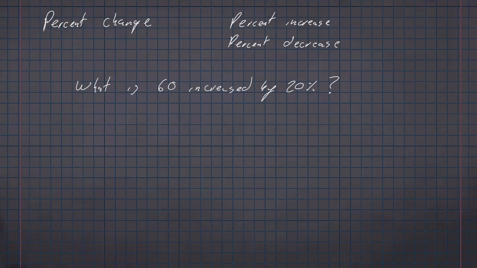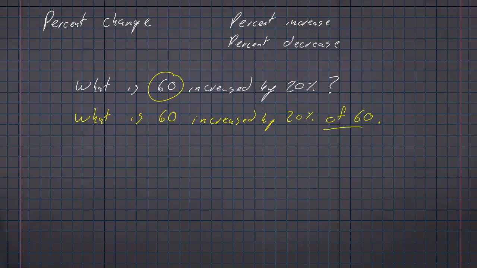Remember, percents look like numbers, but they are not numbers. So if I want to know what is 60 increased by 20%, that has to be 20% of something. And that something we implicitly assume is the thing we started with. So you can fill in the blank and realize that this problem is asking, what is 60 increased by 20% of 60?